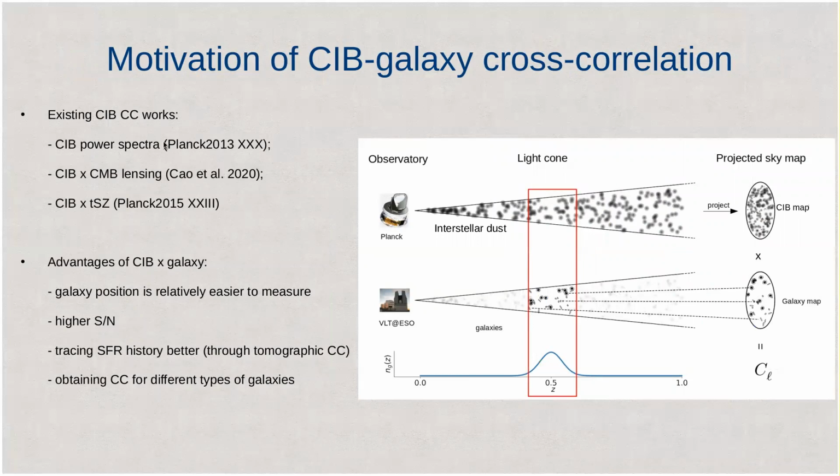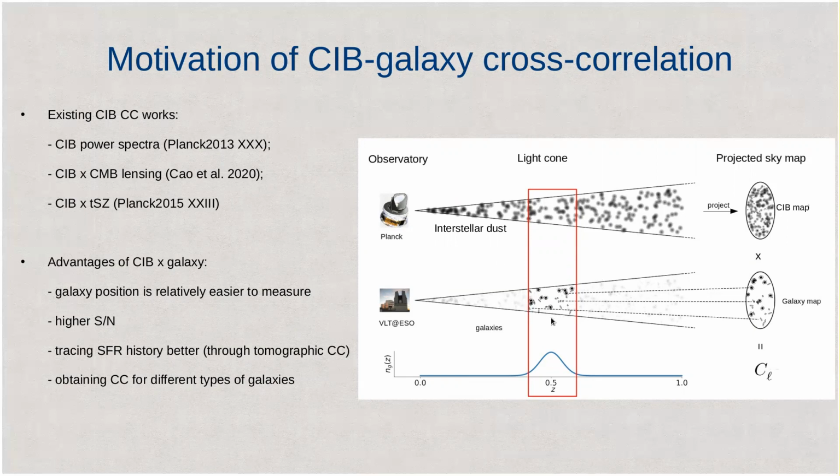There are some previous CIB anisotropy works, including cross-correlation of the CIB with itself, which is the CIB power spectra, and CIB cross CMB lensing, and also CIB cross tSZ, etc. But those studies are all cross-correlations between two projected maps, which are not very sensitive to the redshift distribution of the CIB. So in this study, we propose a new method by cross-correlating the CIB with galaxies in different galaxy samples at different redshifts. That is called tomographic cross-correlation, which is shown in the right plot.